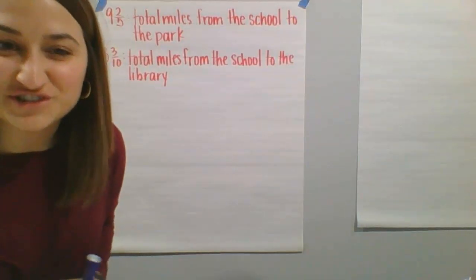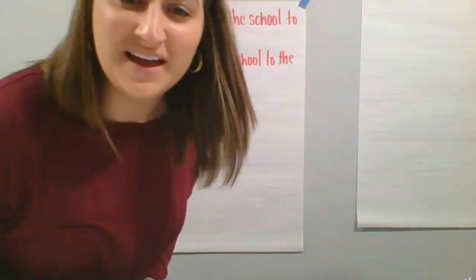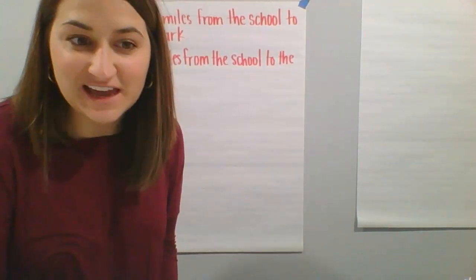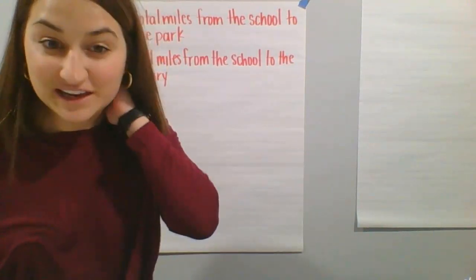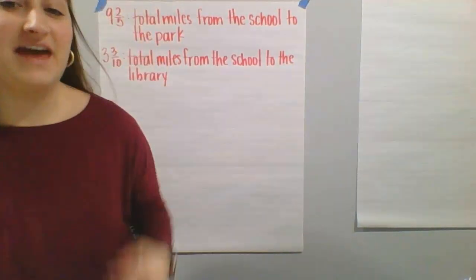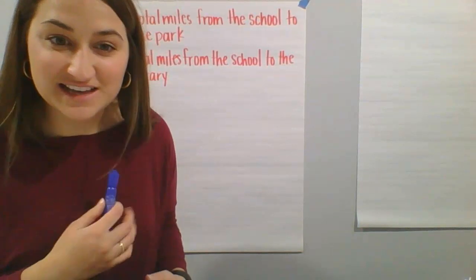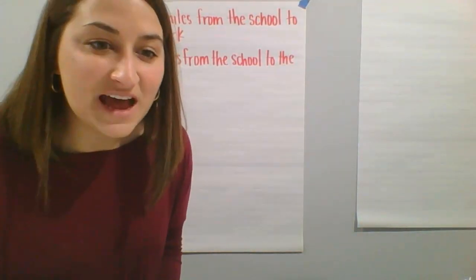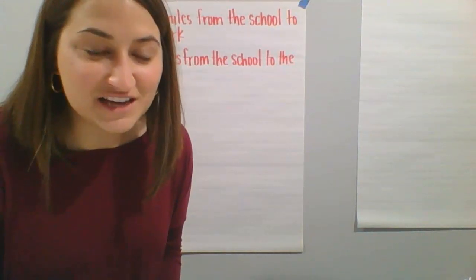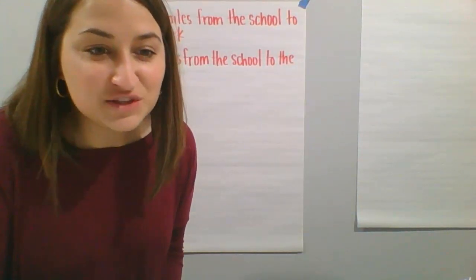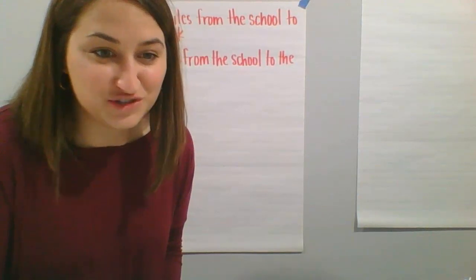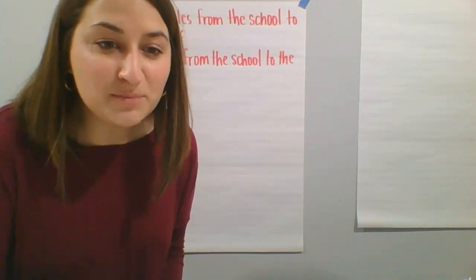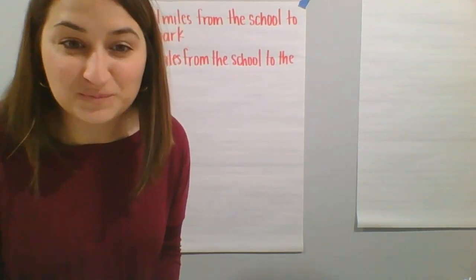All right, so you should have already solved this problem. And now we're going to go through and we're going to be looking at it together. I'm going to reread it one more time and then we'll go back through, we'll talk about our quantities, and we'll create a visual together to help solve. So the city park is 9 2/5 miles from BCCSG. The library is 3 3/10 miles from BCCSG. How much farther is the park from the school than the library?